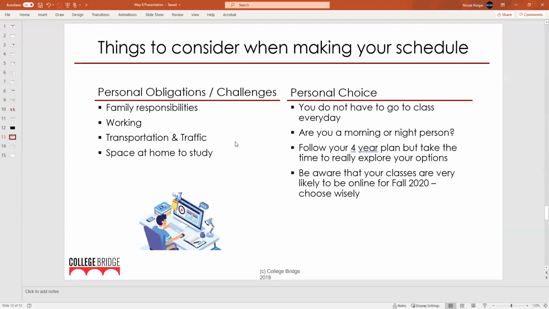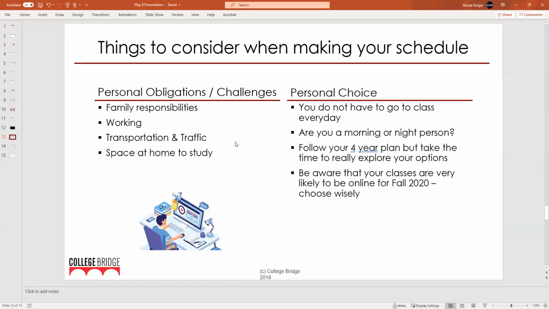Transportation and traffic. This one, we don't really know what's going to happen with people being on campus next year. But if you are planning on being a commuter student and you live in LA County, the college, as you very well know, may only be a few miles away from home, but it can take you an hour to get there. So think about that.